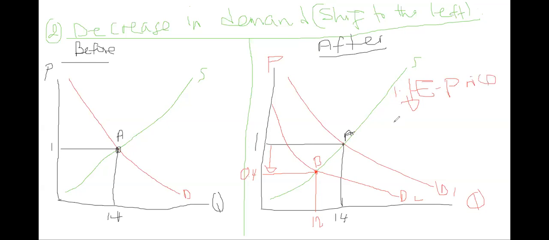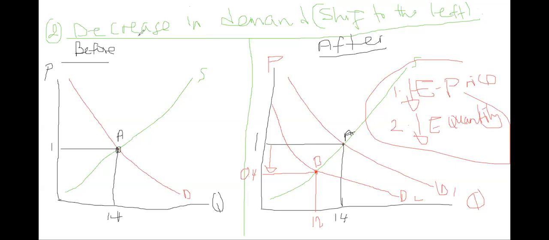And the second impact, because what we want to know about this decrease or increase in demand is how it affects the equilibrium price and equilibrium quantity. We have seen here that the price is reduced from 1 to 0.4. So the impact of a decrease in demand is that the equilibrium price will fall, as well as the equilibrium quantity. So these are the two impacts.